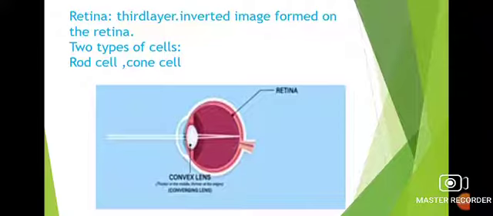There are two types of cells inside the retina, that are rod cells and cone cells. Rod cells are sensitive only to white light. Cone cells are sensitive to different colors of light, means red, blue, green, etc.